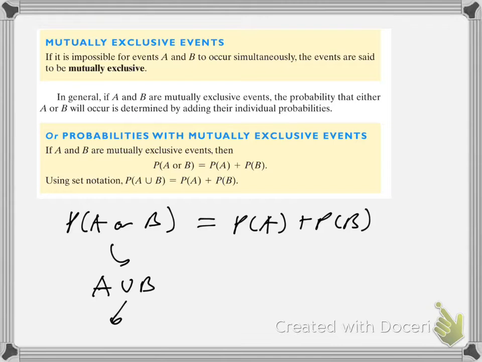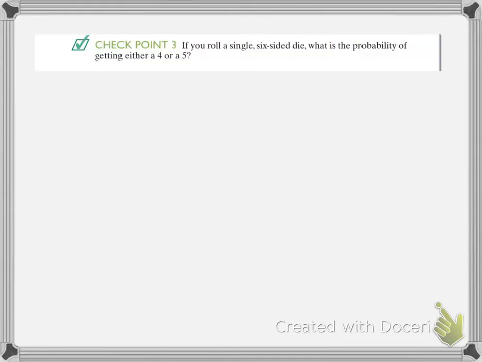Let's do an example. Okay, so here's one. If you roll a single 6-sided dice, what's the probability of getting either a 4 or a 5? Notice it's key here, the word or, right there, okay? Or. So these are mutually exclusive events. You can't get both a 4 and a 5 at the same time. You either get a 4 or a 5. So these are mutually exclusive events.